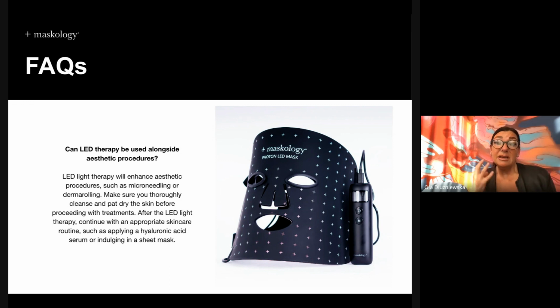Then you would put the LED mask on. As we mentioned, you can use the purple light to calm down any reddening, but also super stimulate the collagen production. And then you would just finish with a finishing product. Generally speaking, it would be something like hyaluronic acid, but obviously you're the experts. We would leave it to your decision to work on your client's skin and recommend the correct product afterwards.